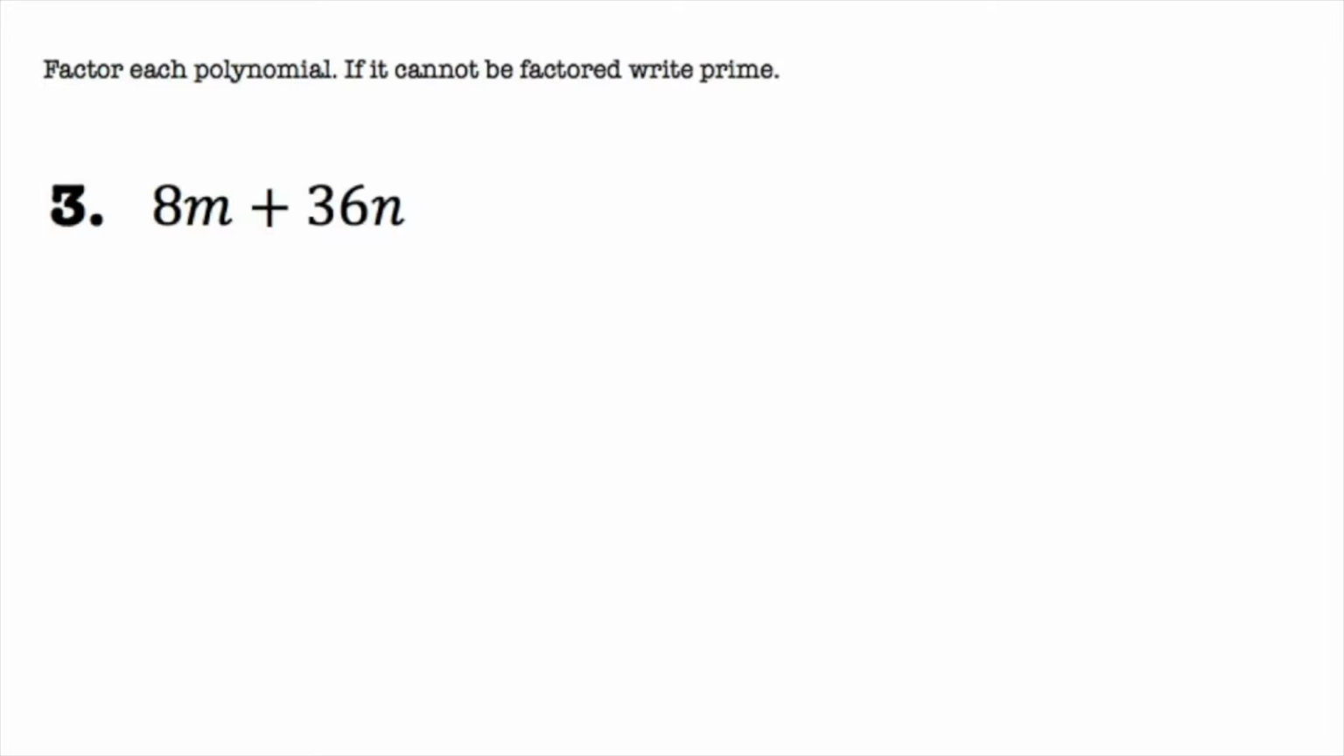All right, so for number 3, I'm going to have you do things a little bit different because we've got variables in both terms this time. So I'm going to show you a different way that you do it, so that you can make sure you include all of the common factors. All right, so for 8m, I just want you to think of how do you multiply to equal 8m? And that would be 2 times 4 times m, right?